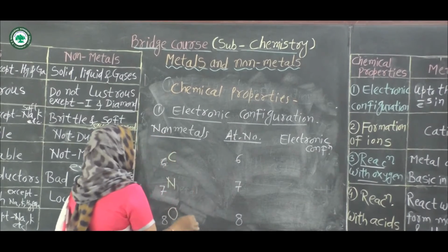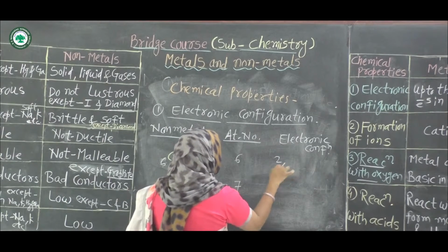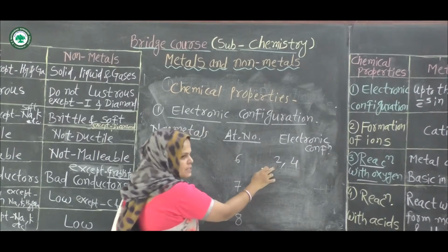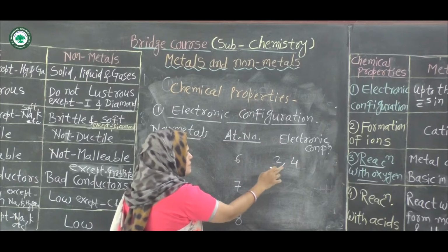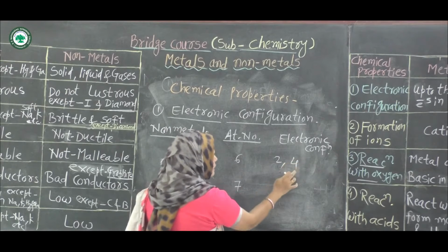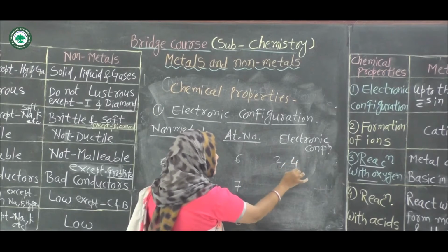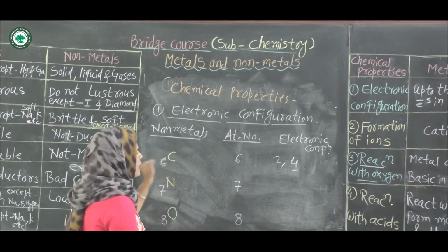We see the electronic configuration for carbon. It is 2, 4. In the first shell, how many electrons? There are 2 electrons. In the second shell, there are 4 electrons, and this second shell is nothing but the valence shell for non-metal carbon.